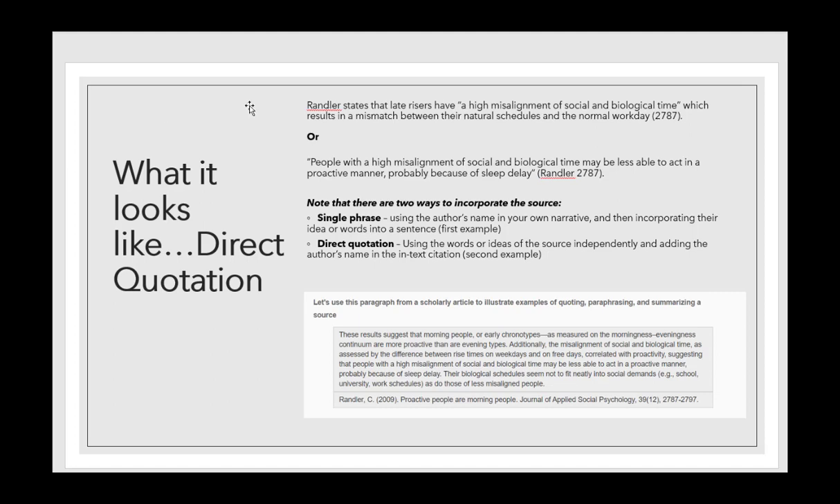So if we say Randler states that late risers have, yes, they can state it, but if it was more powerful than that in their original writing, then maybe you want to say something like argues or whatever the other purpose might be. And again, you'll have to determine that by reading through this text. What did they mean when they use that word within their own passage, okay?